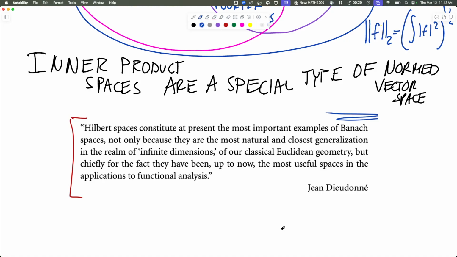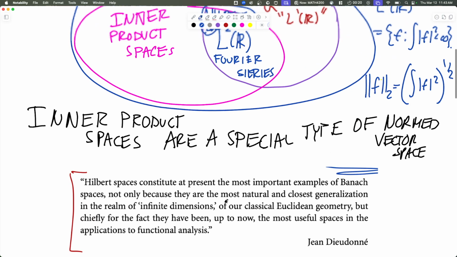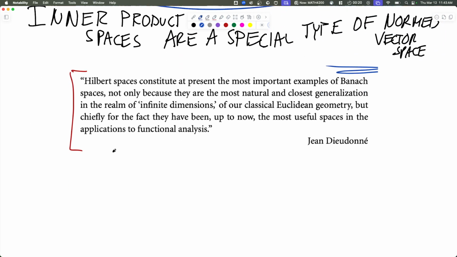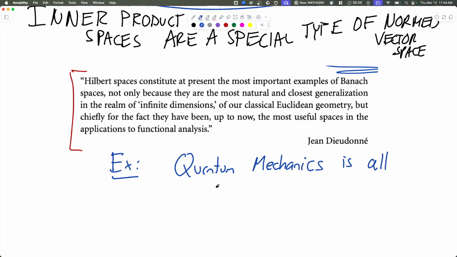So almost all the time, if you're going to use something in real life, quote real life, then you will use a Hilbert space rather than a general Banach space. And a good example is quantum mechanics is all about Hilbert spaces. Quantum mechanics is all Hilbert spaces. So that's why we're doing what we're doing here. Okay.